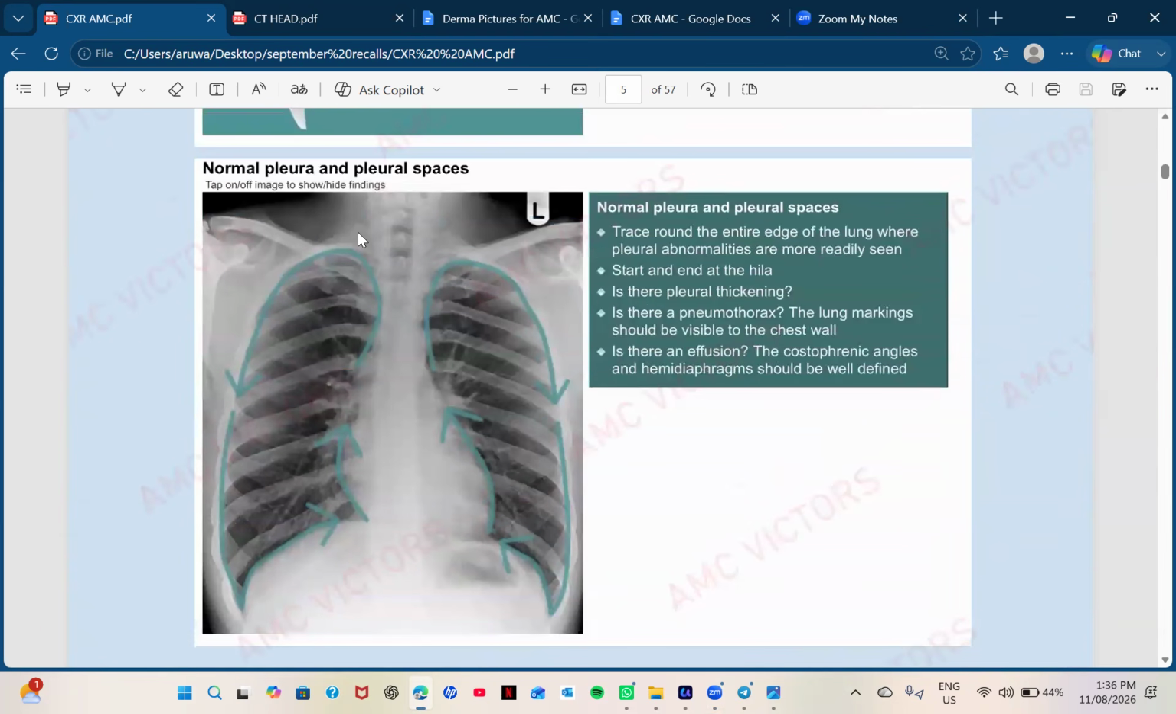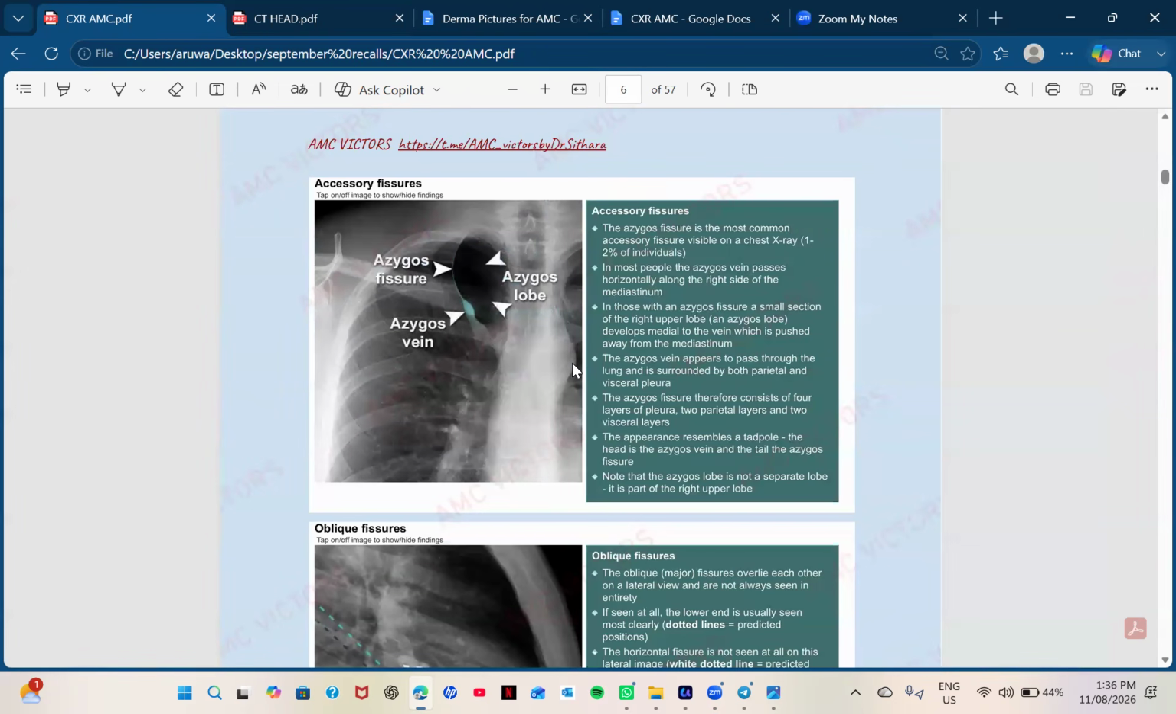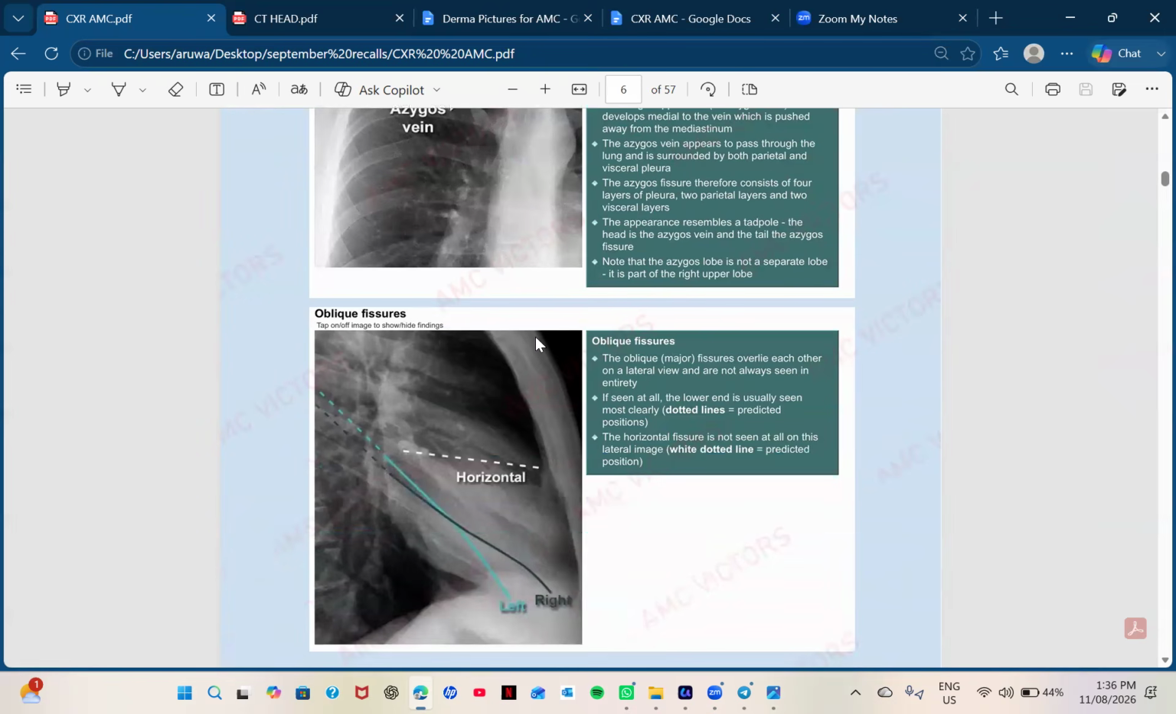And here you can see the normal pleura and pleural space, by these arrows. The esophagus fissure and esophagus vein are not very important.